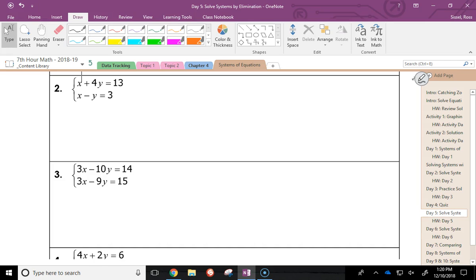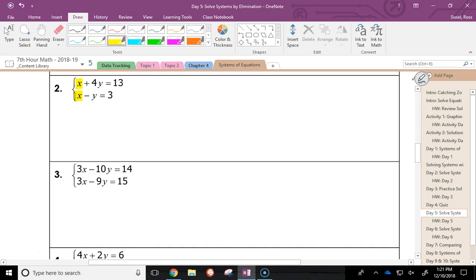X minus y equals 3. Okay, I notice everything's lined up. X's, y's, equal, constants. Perfect. This time I'm going to use my x variable. There's one x, there's one x. Same coefficient. So I'm going to use my x as my starting point. I also know that it's both positive x and positive x.